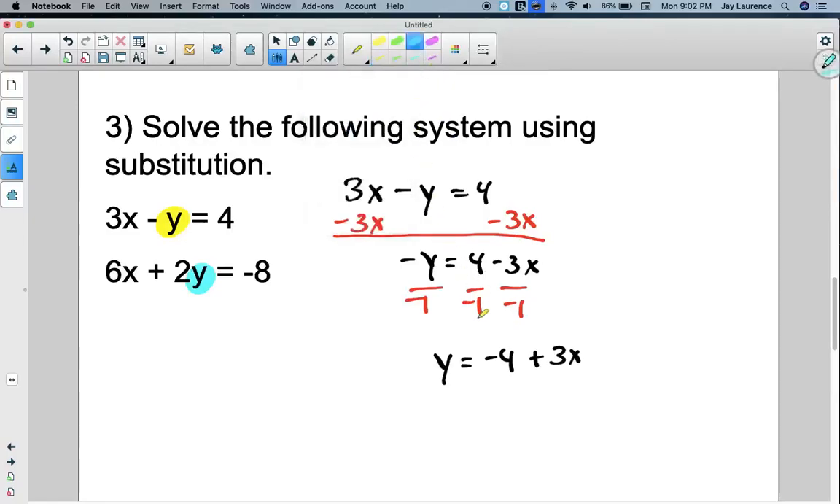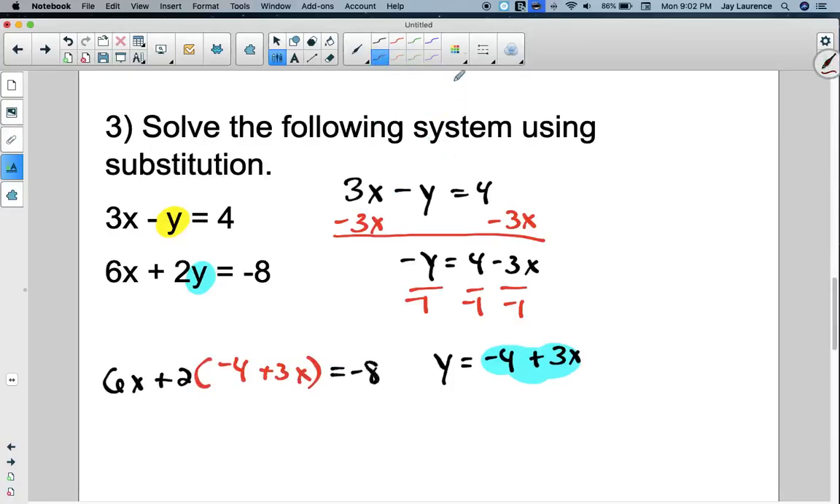So I'm going to substitute this in for y right there. So when I do that, I'm going to have a 6x plus 2 times a quantity of negative 4 plus 3x, and that will have to equal negative 8. All right, so I'm going to get 6x minus 8 plus 6x equals negative 8, right?